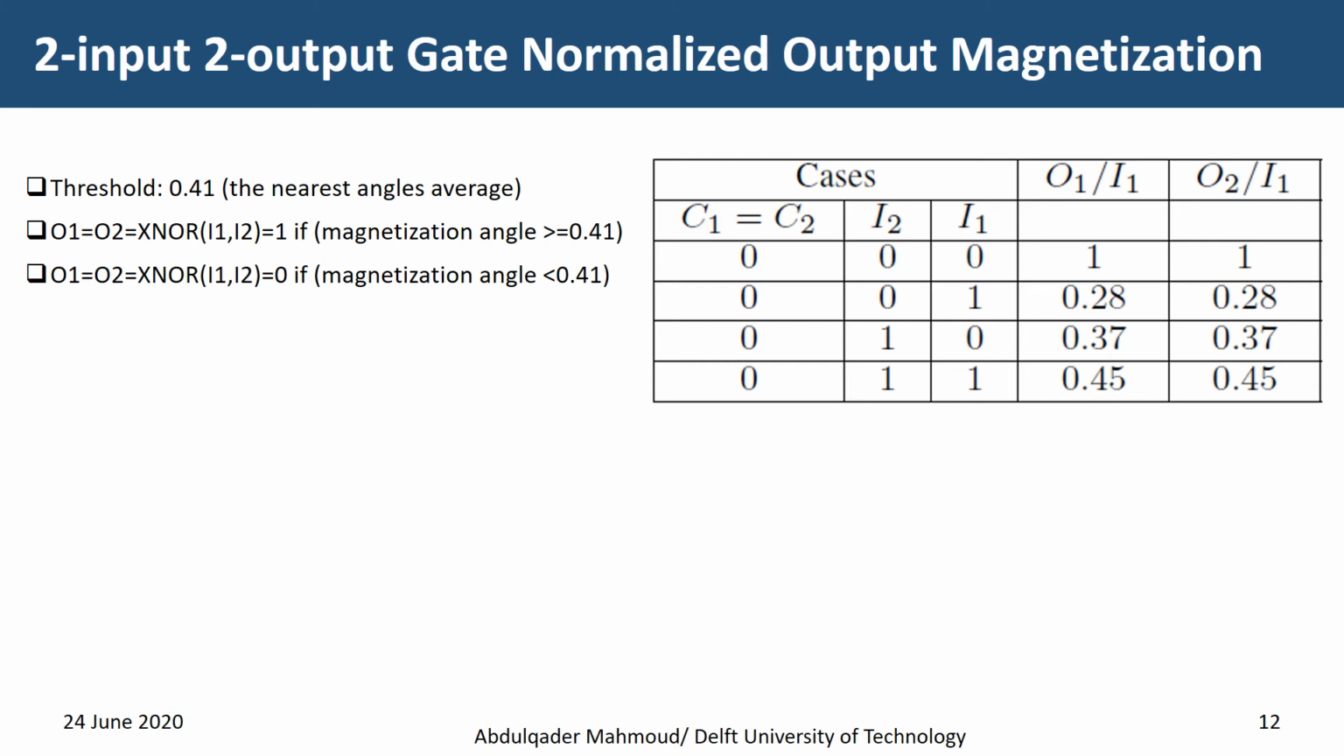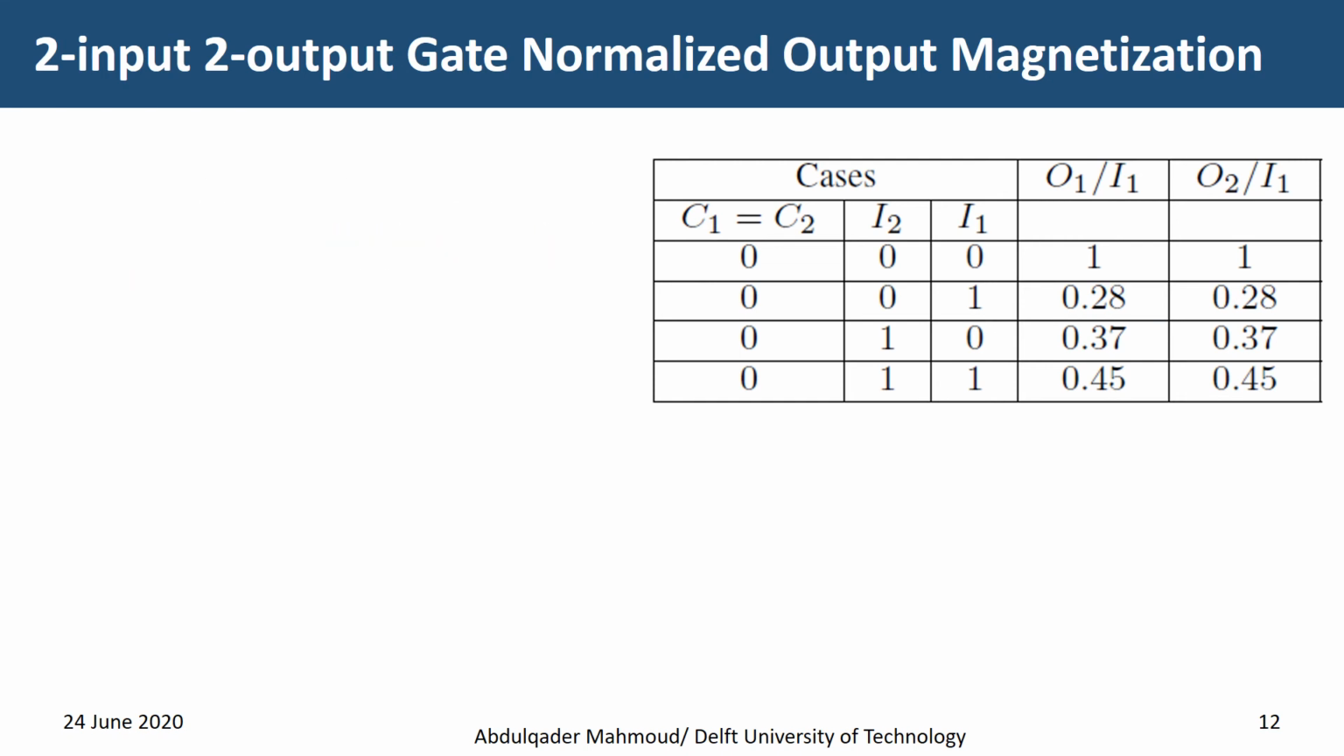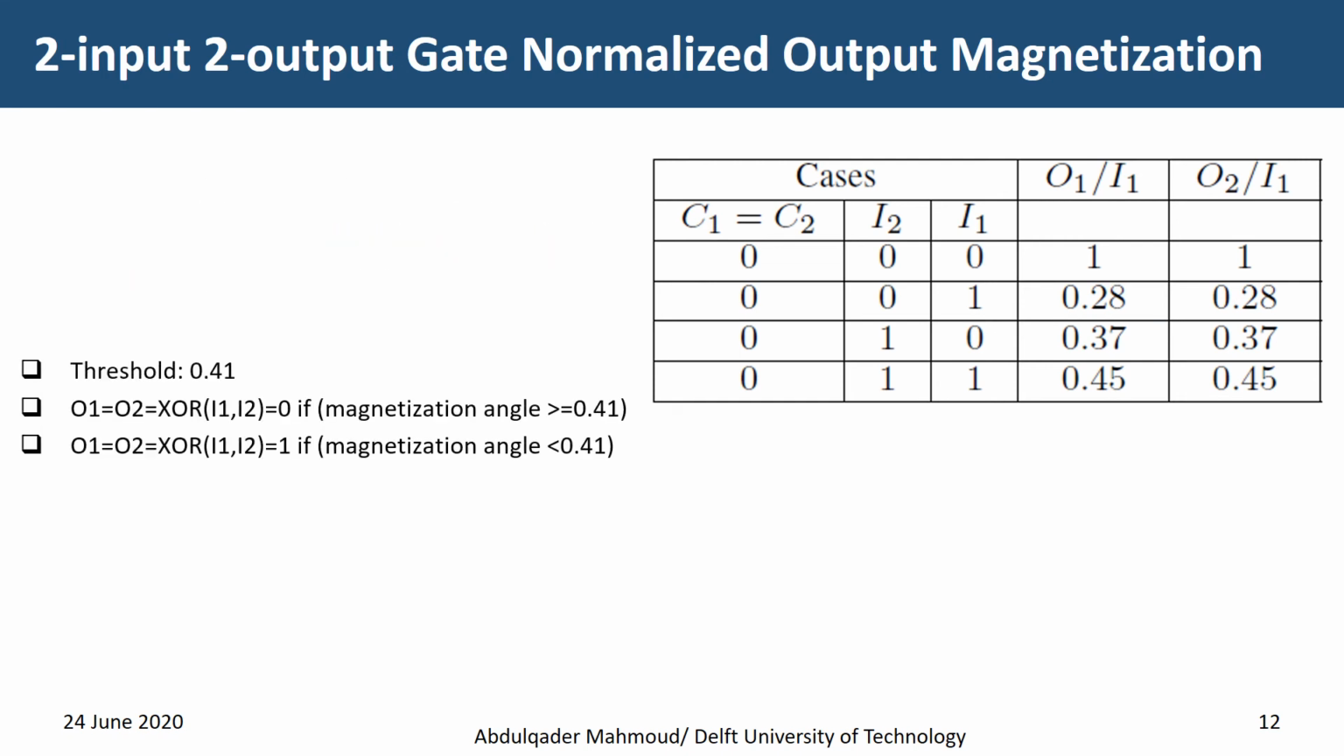Whereas if I want an XOR gate, then the condition will be flipped, such that if the magnetization angle is greater than 0.41, then the output will be 0, 0. Whereas if the magnetization angle is less than 0.41, then both of these will be 1.